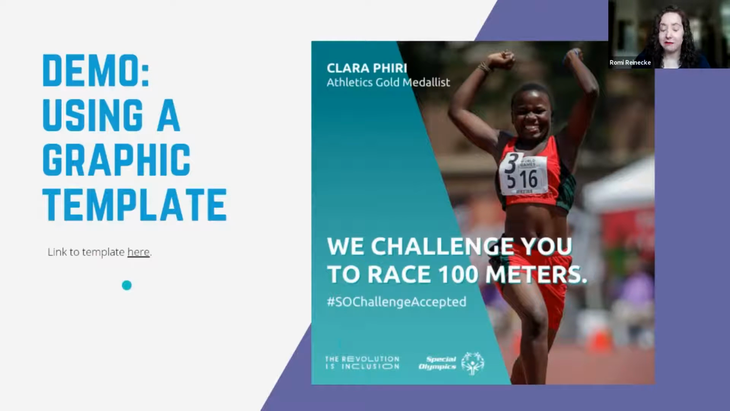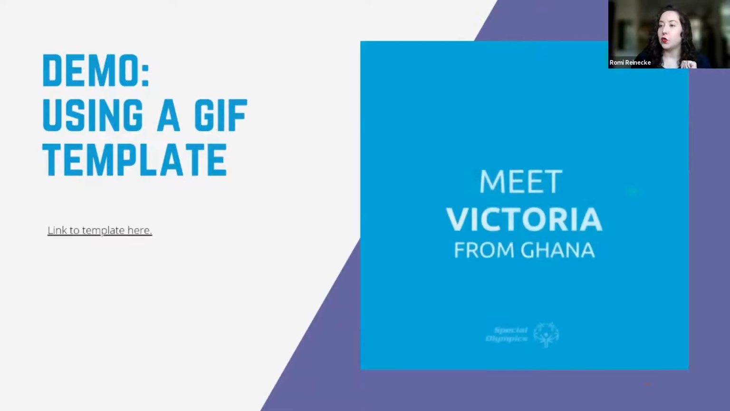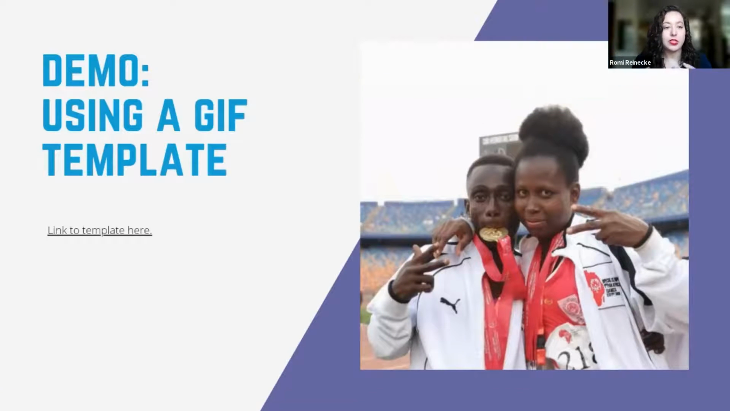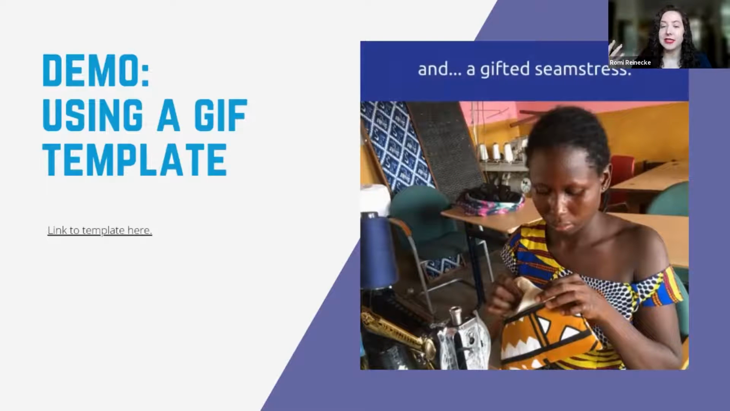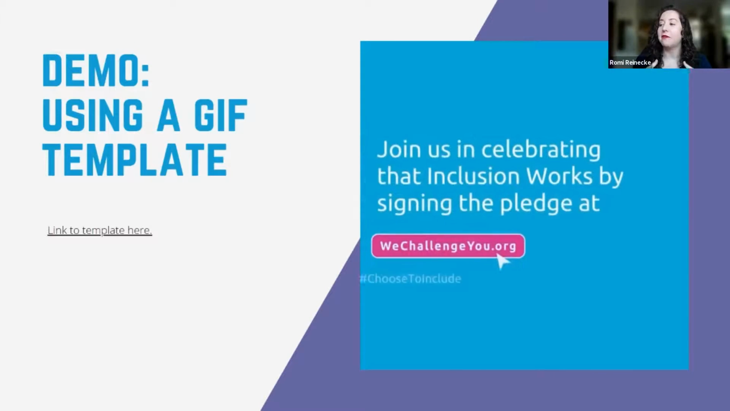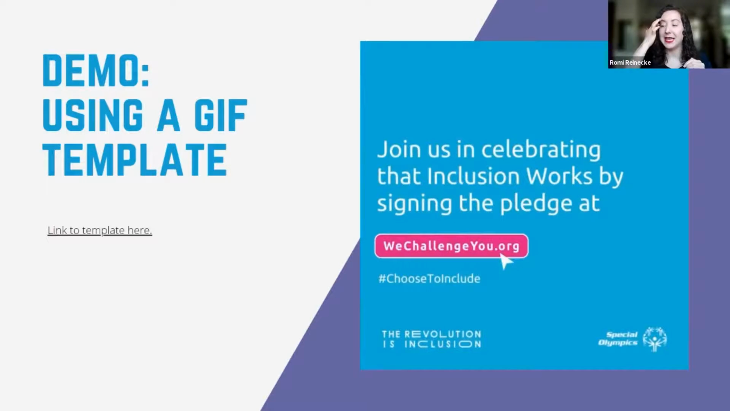Then we might not have time, but we can also go through it at a future date if there is interest to go through making a GIF template, which is just the same, which is looking at using the Special Olympics templates available to make moving animations and tell more of a story on our social media, like this one that I made for Special Olympics Ghana. So let's dive in and see how far we get.